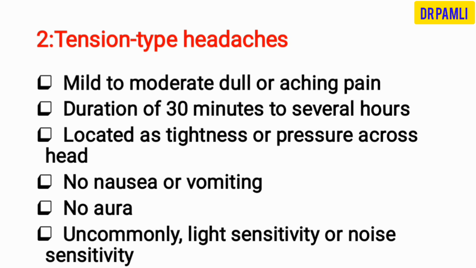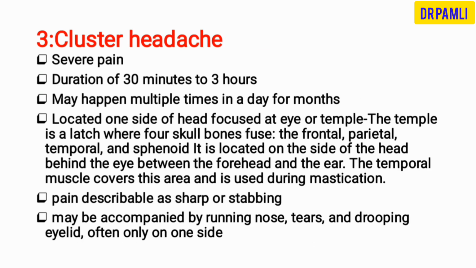Tension headaches are mild to moderate dull or aching pain. Duration is simply short, 30 minutes, or it can last several hours, located as tightness or pressure across the head. No nausea or vomiting, no aura. Light sensitivity or noise sensitivity is very, very uncommon.